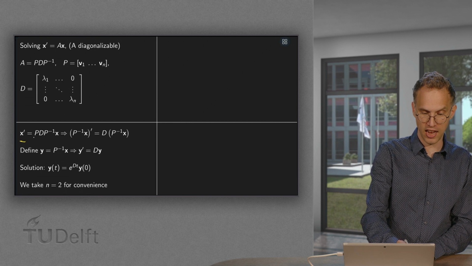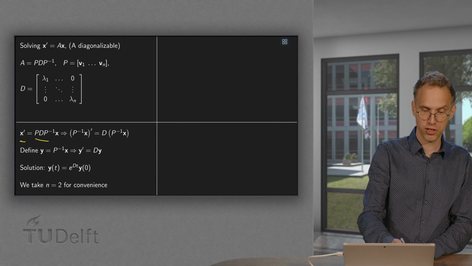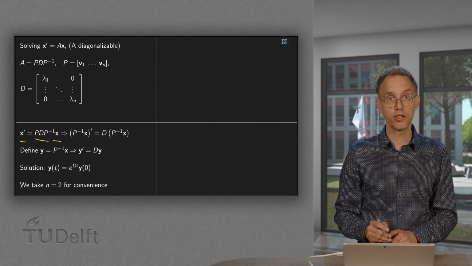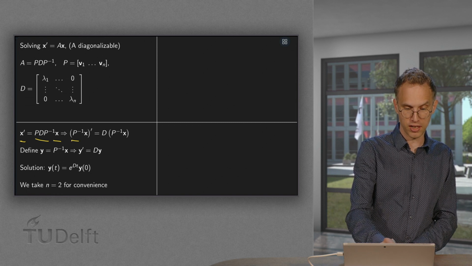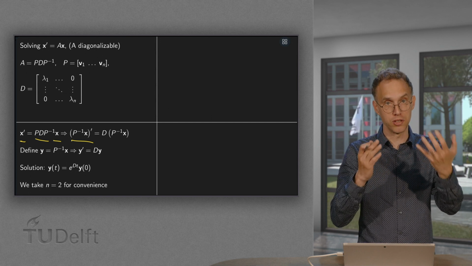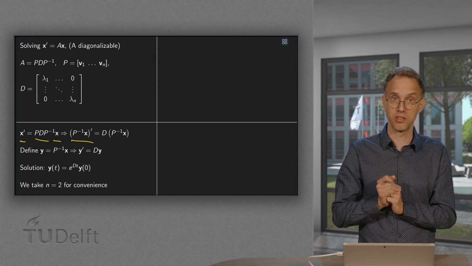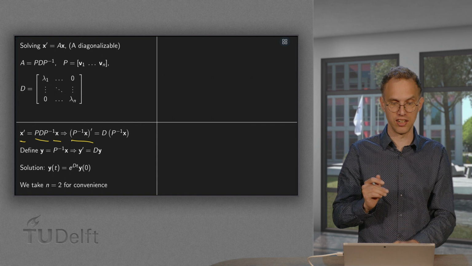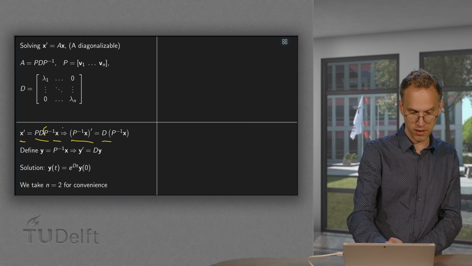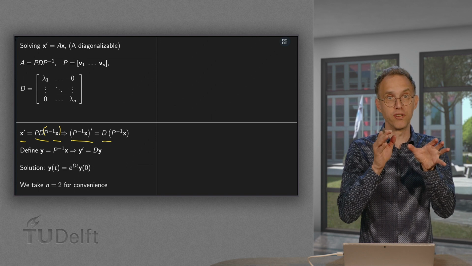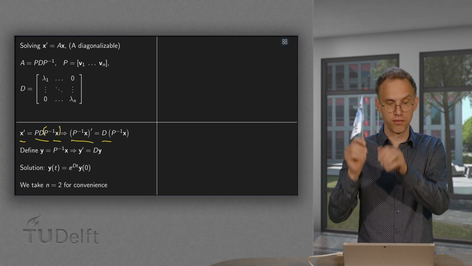x prime equals a x, which is p d p inverse times x. Then we multiply with p inverse on the left. So we get p inverse times x prime, because p inverse does not depend on t, we can take it inside the derivative, equals d times, and here we have another p inverse times x. So p inverse times x prime equals d times p inverse x.